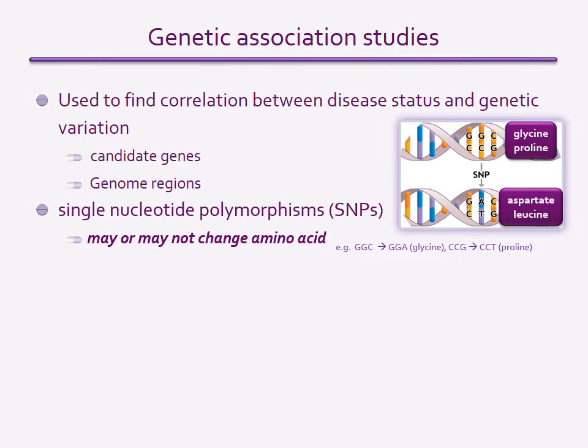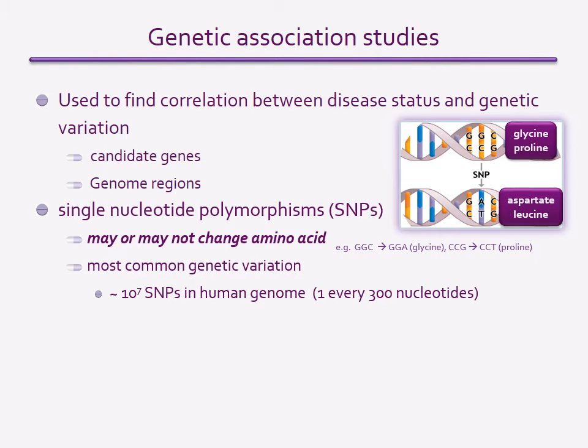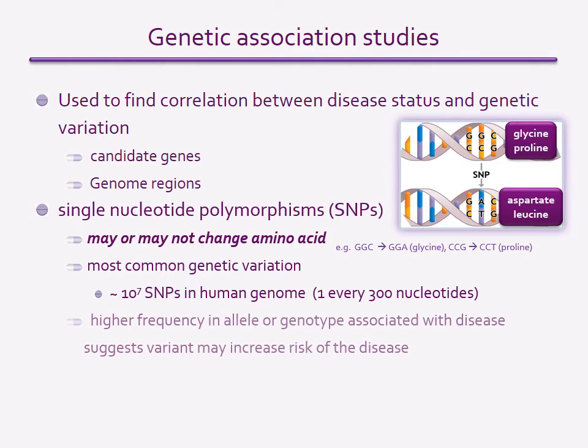SNPs are the most common type of genetic variation, affecting 1 in every 300 nucleotides. If particular alleles show a higher than usual frequency of SNPs in association with a particular disease, then they would be suspected of increasing the risk of disease.